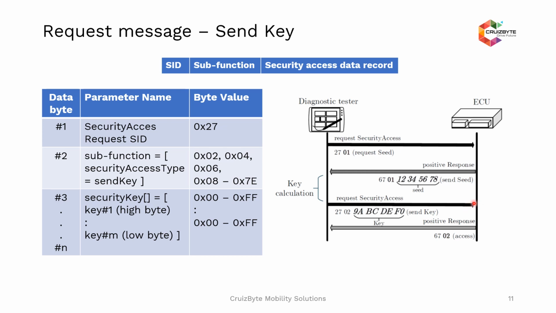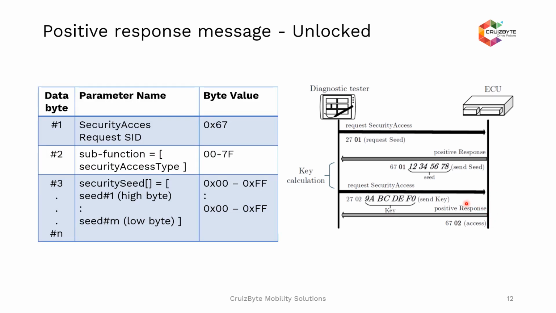and once the ECU receives this key from the diagnostic tester, it validates the key with the internal algorithm. Once it validates and it is passed, then the ECU grants access to the diagnostic tester with 6702. So these are the 4 steps of the security unlock process.